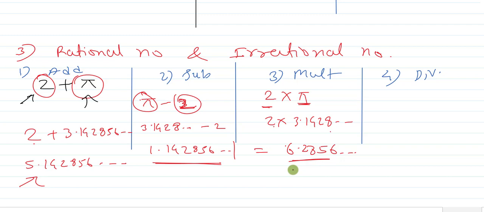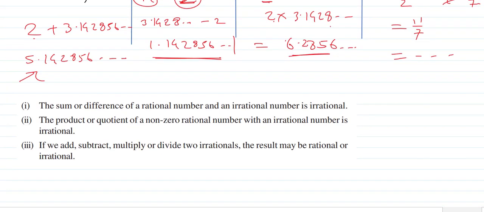Getting it? Same for the division also. You can check. Just divide pi by 2. We know that what is the value of pi? It is approximately 22 by 7. That is, this will be 11 by 7. Again, this will be an irrational number if we divide this.